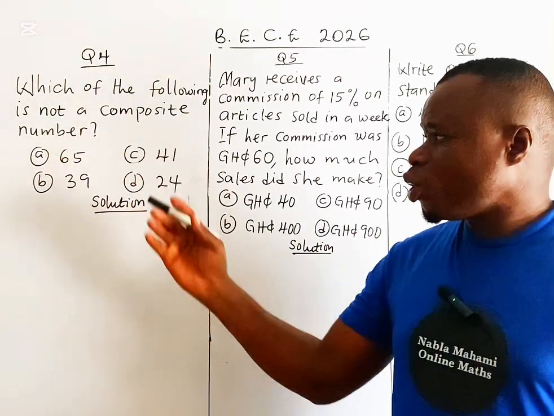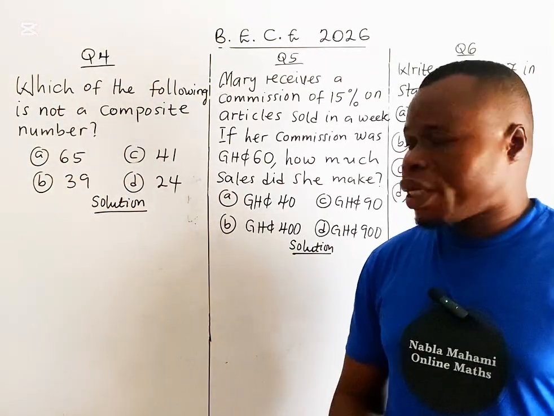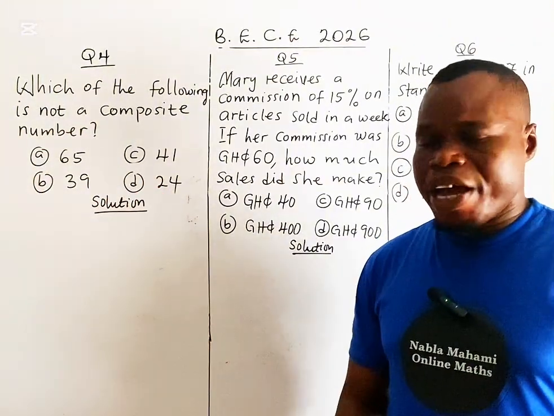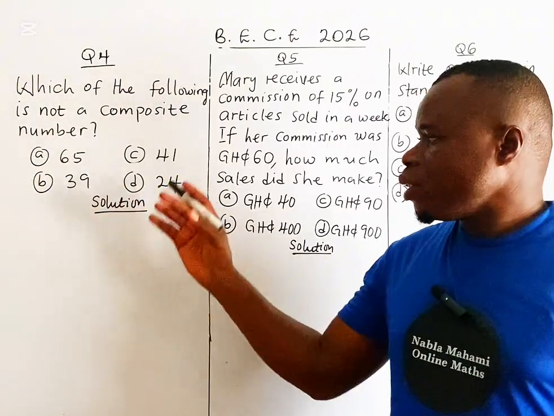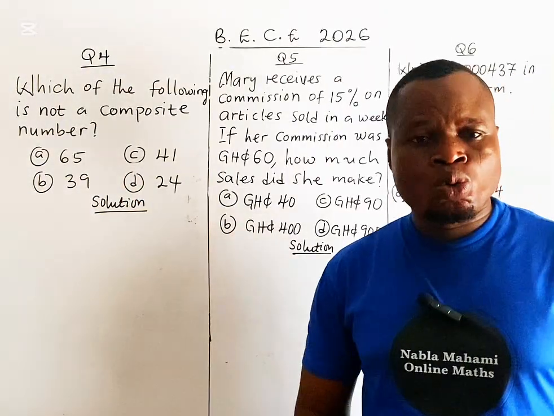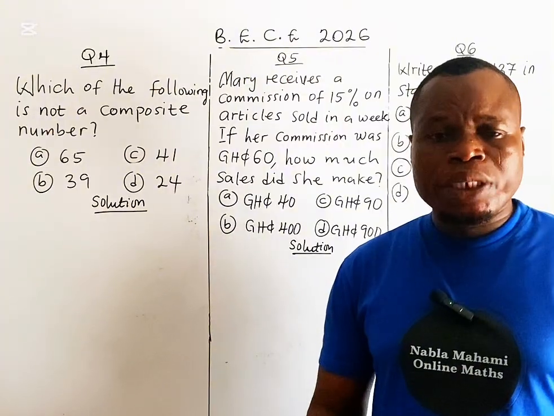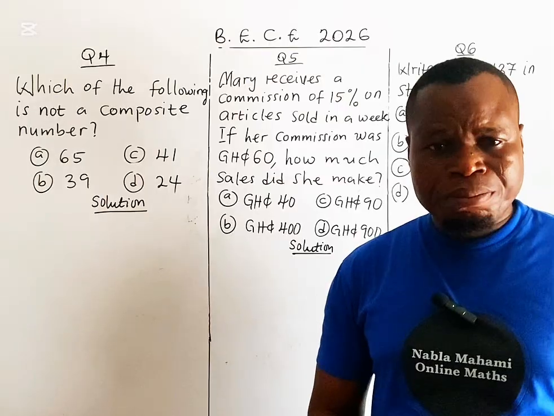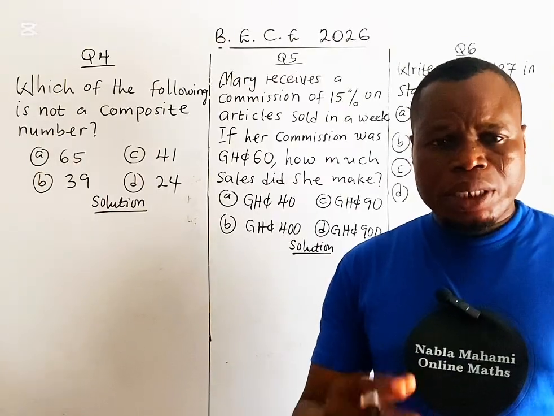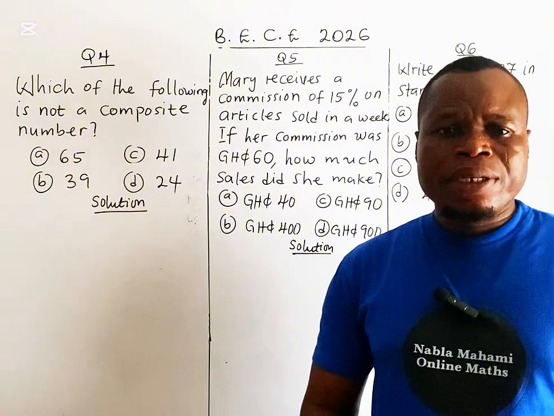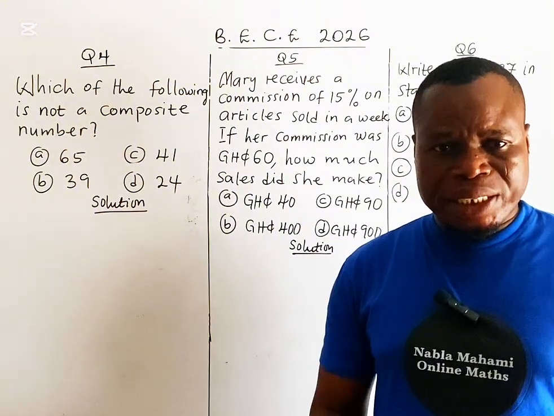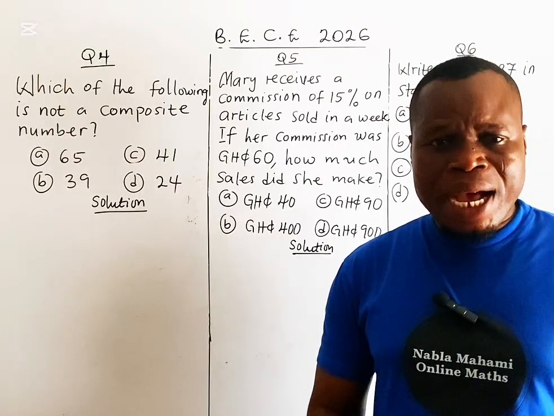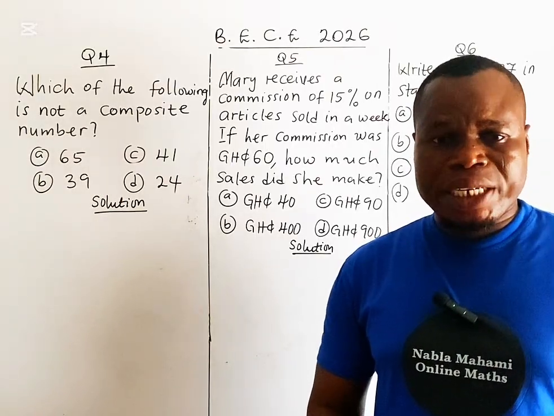It says, which of the following is not a composite number? And we have A, 65, B, 39, C, 41, and D, 24. To be able to choose the correct option, you have to know what a composite number is. A composite number is a number that has more than two factors. In other words, a composite number is a number that has 3 or more factors.